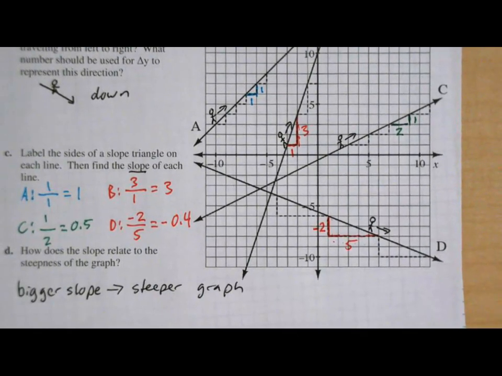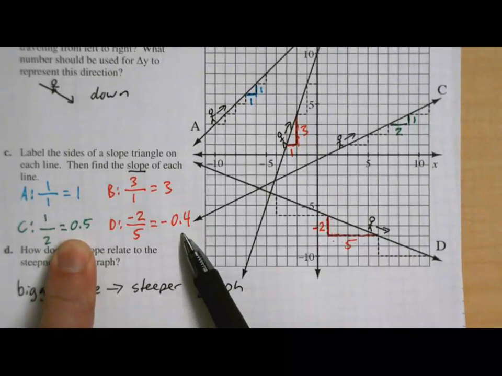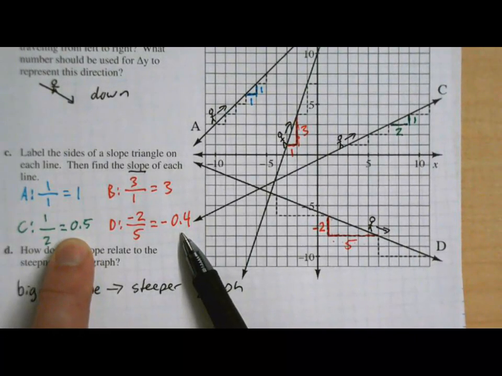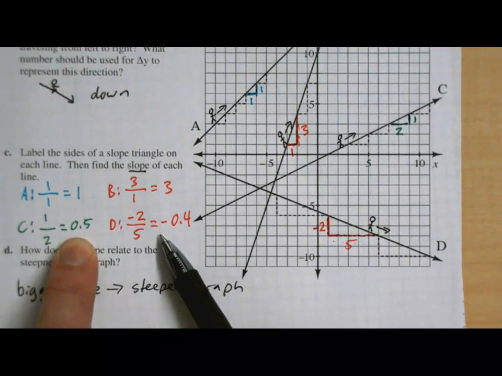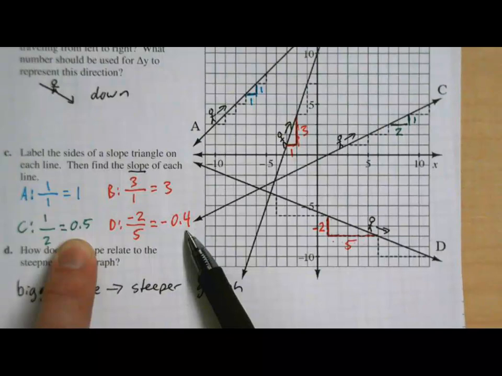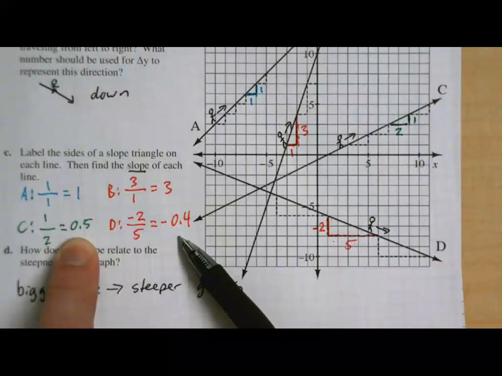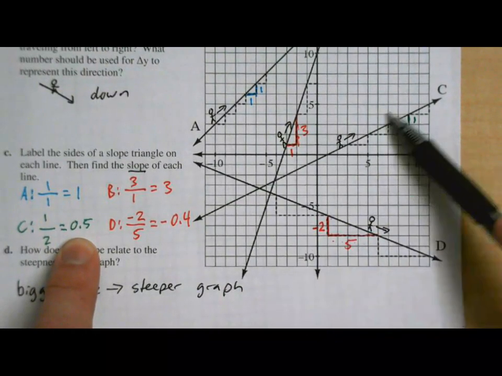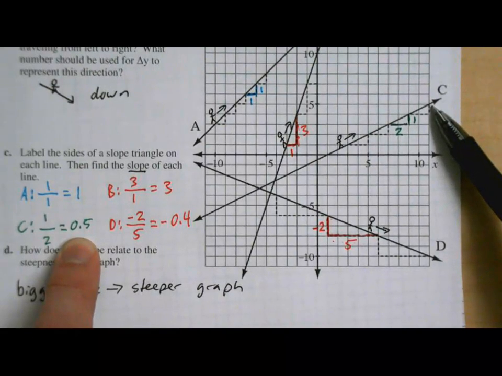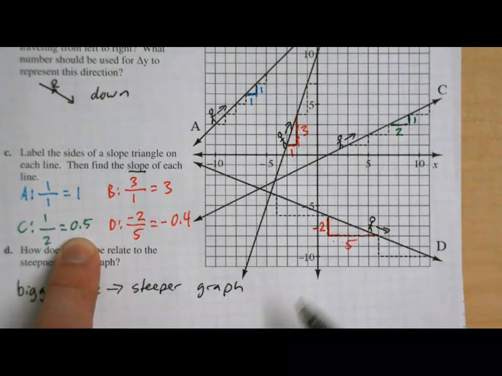But let's look at the number for the slope. Notice that line C has a slope of 0.5 and D has a slope of -0.4. If we ignore the negative, which of those two numbers is bigger? Let's say the 0.5 is bigger. That means that line C is a little bit steeper, not very much, a little bit steeper than line D.